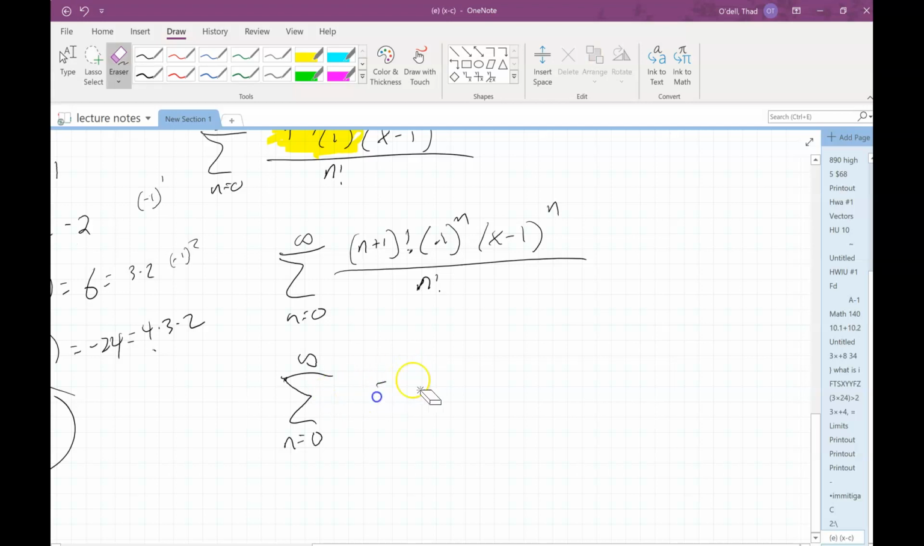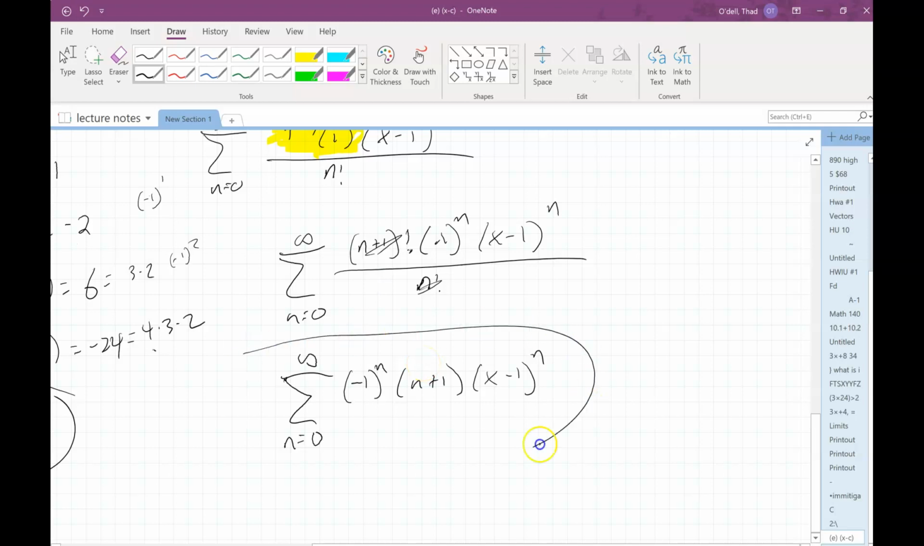We'll put the negative 1. I should have made more room for that. I always like to put the negative 1 out front. I don't know why, actually. It looks better. And then times n plus 1 times x minus 1 to the n. Because the n factorial is not there anymore because it canceled with that, leaving just n plus 1. So this would be a Taylor series for 1 over x squared centered at 1. All right.